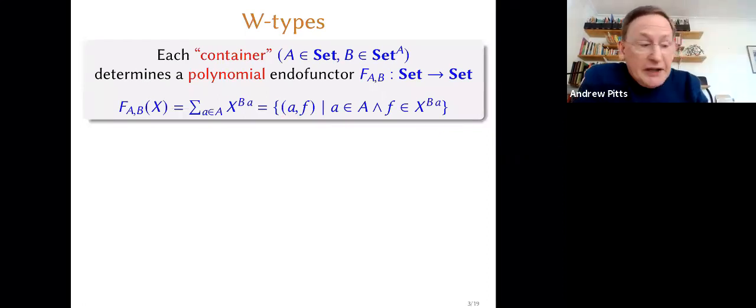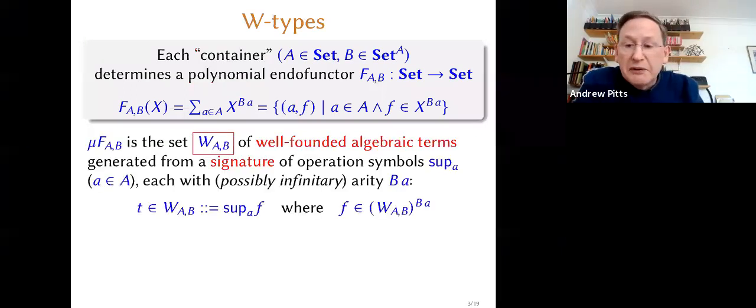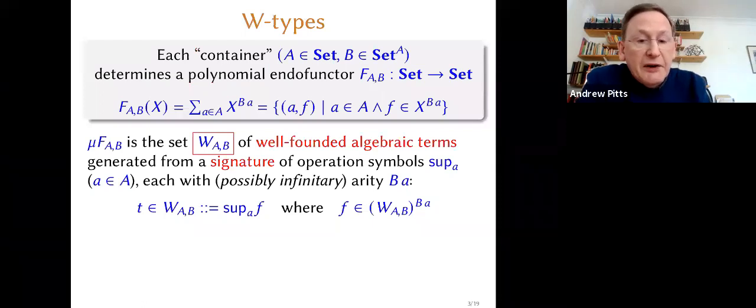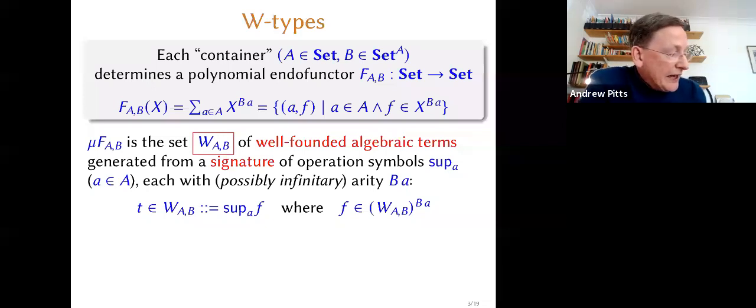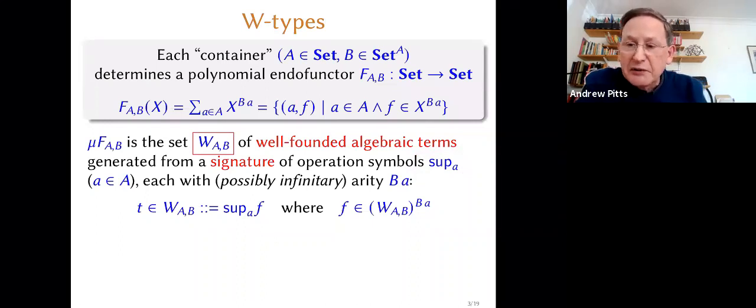And that does indeed have an initial algebra, and one of its manifestations up to isomorphism is the set of well-founded algebraic terms, if we think of the container as giving us a possibly infinitary algebraic signature. So the elements a of A would be naming operation symbols. I'll write sup sub a for the operation symbol associated with a. I don't know why I do that. It's kind of traditional, but it's not because this is going to be any kind of least upper bound or anything like that.